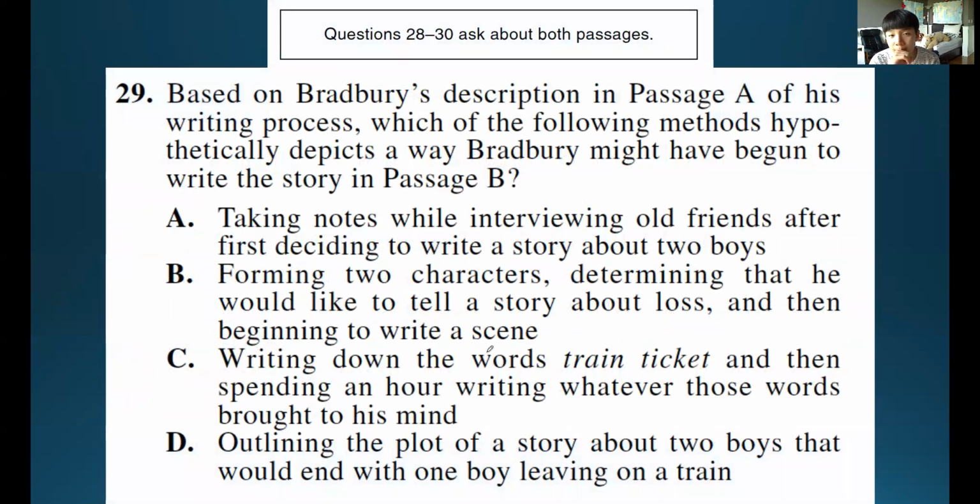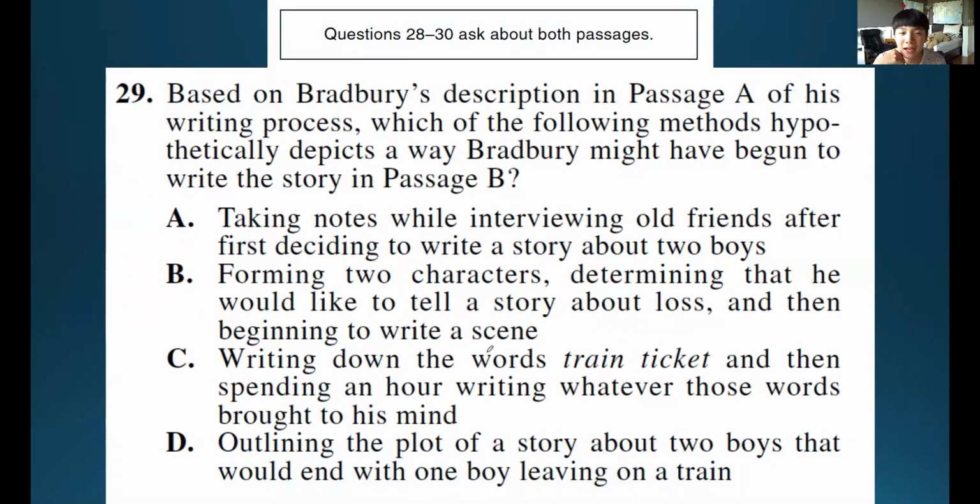That one's a bit confusing, but here's an even worse one. Number 29. Based on Bradbury's description in passage A of his writing process, which of the following methods hypothetically depicts a way Bradbury might have begun to write the story in passage B?